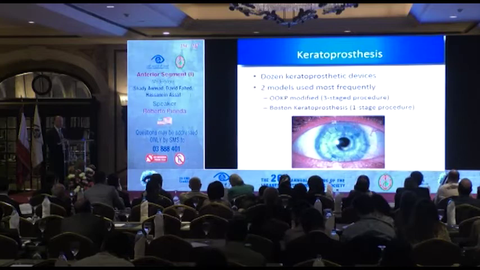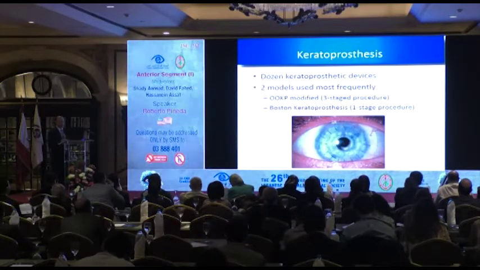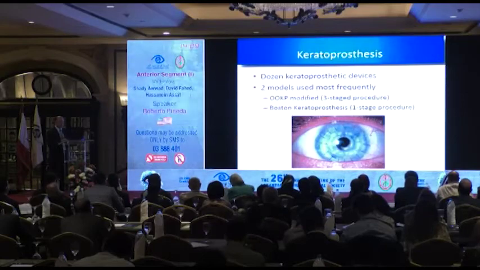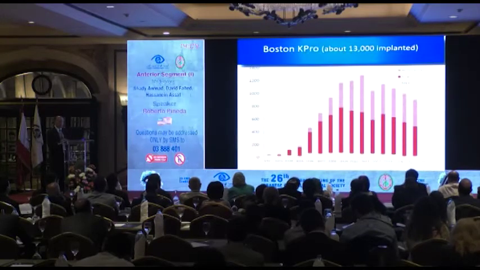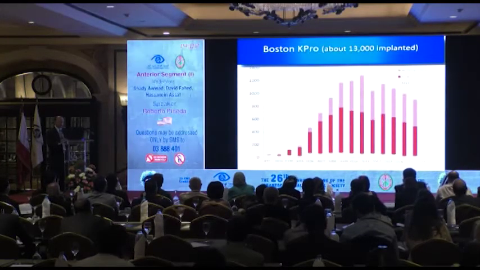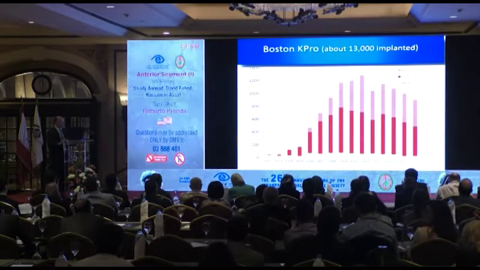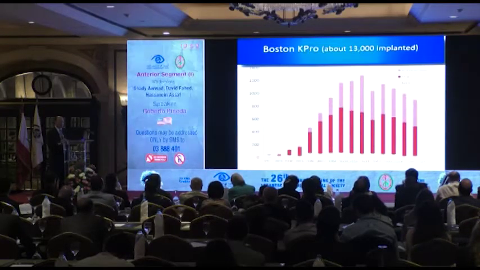So there are a number of keratoprosthesis devices available. Two models used most frequently are the OOKP, which is a three-step procedure, and the Boston keratoprosthesis, which is a one-step procedure and one that most people are familiar with. This is just a graph showing utilization of the Boston keratoprosthesis. There's been over 13,000 of these devices implanted, and you can see the pink bar there represents the international use, which has grown significantly since 2008.